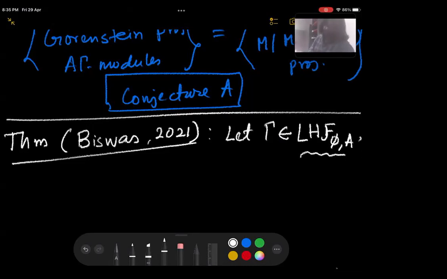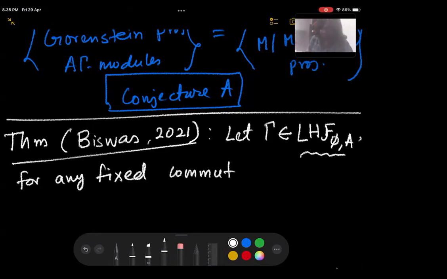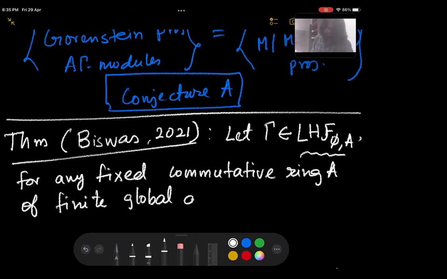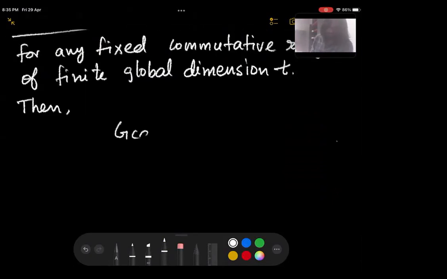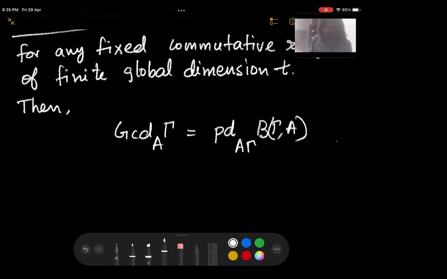So let gamma belong to this class of groups that as of now just looks like L, H, F, phi, A for any fixed commutative ring A of finite global dimension T. Then, firstly, the Gorenstein cohomological dimension of gamma exactly equals the projective dimension of B gamma A. And let's call this common quantity theta.